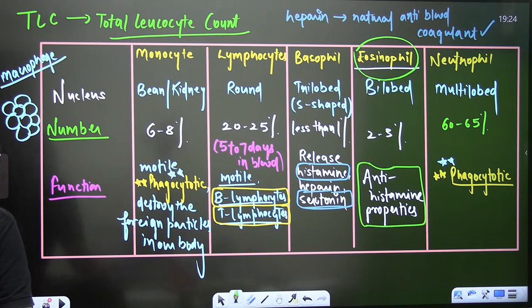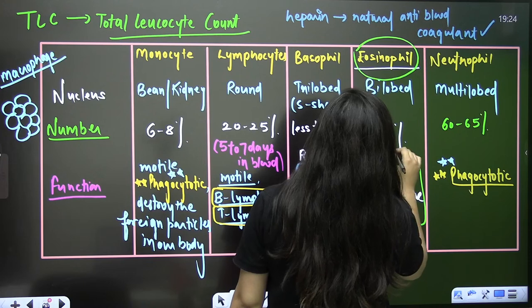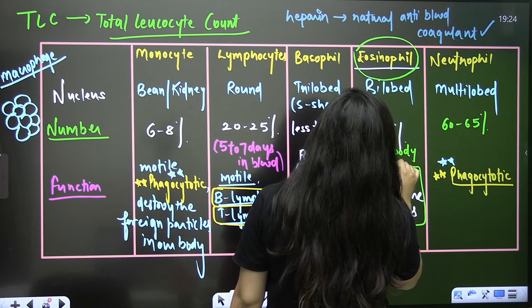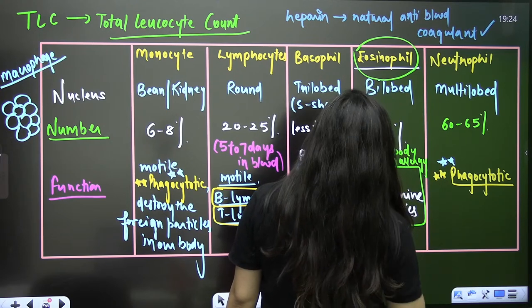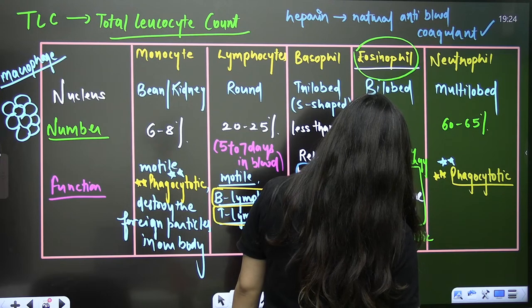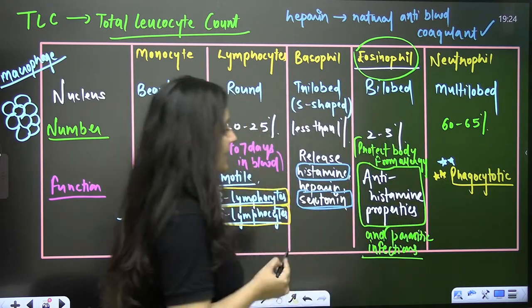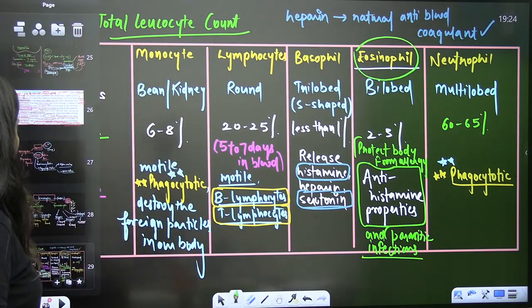So, eosinophils resist the infection. They are associated with the allergic reaction. So, they are going to protect your body from allergy and parasitic infection. Fine. And neutrophils, as I said, they are the phagocytic cells. So obviously, they are going to engulf the foreign particles. So, this is all about the WBCs.